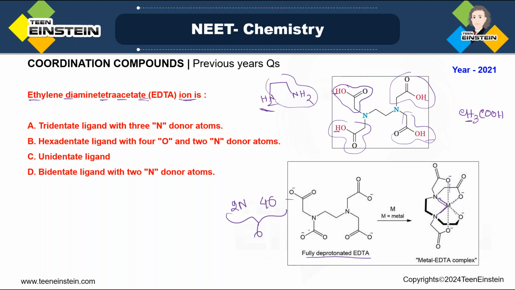So what option will be correct? Hexadentate ligand with 4 O, 2 N. That is option B. Okay.